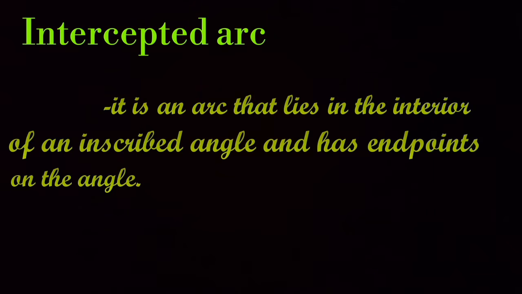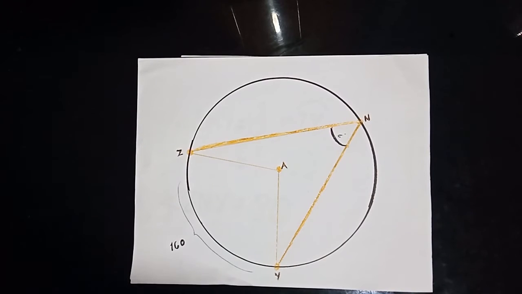And then the second one is the intercepted arc. When we say intercepted arc, it is an arc that lies in the interior of an inscribed angle and has endpoints on the angle. So now we're done with defining the two, the inscribed angle and the intercepted arc. Let's move on now to example number 1.